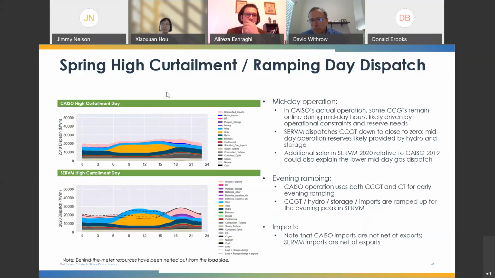Moving to the evening ramping hours, we've mentioned this earlier, the two systems use a slightly different combination of resources for evening ramping. In CAISO, you're seeing CCGT ramping up, combustion turbine ramping up, whereas on the SERVM plot, it's really a combination of CCGT, a little bit of hydro, and some battery storage dispatch. Next slide.